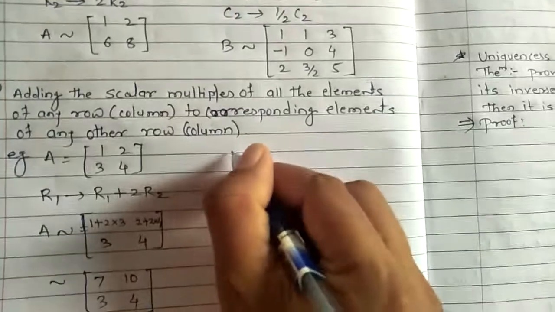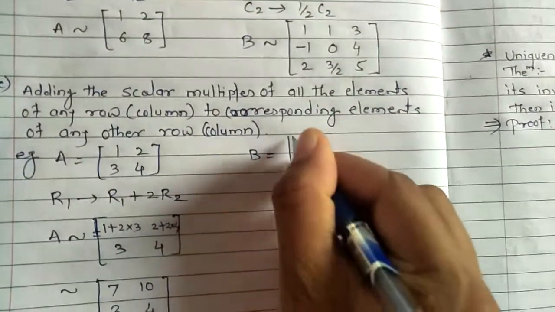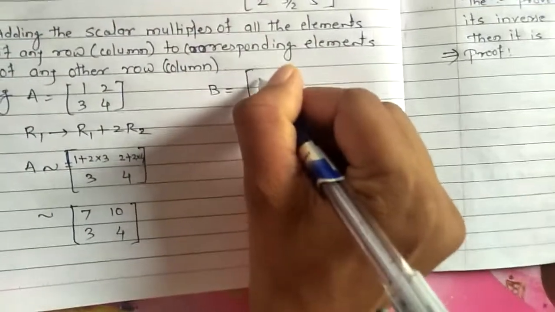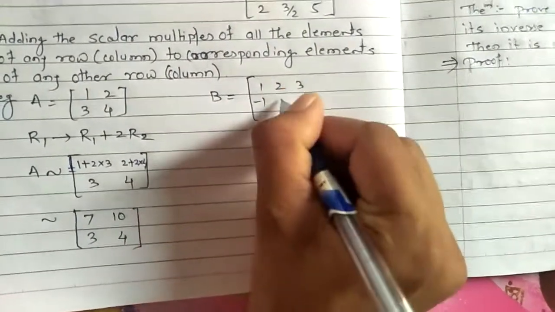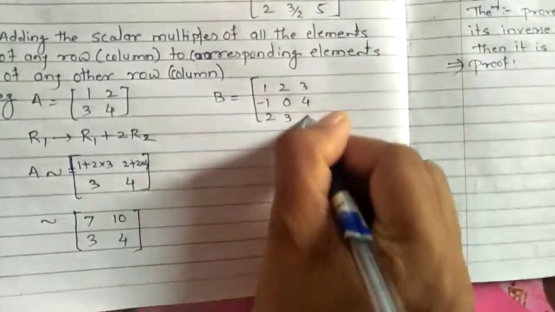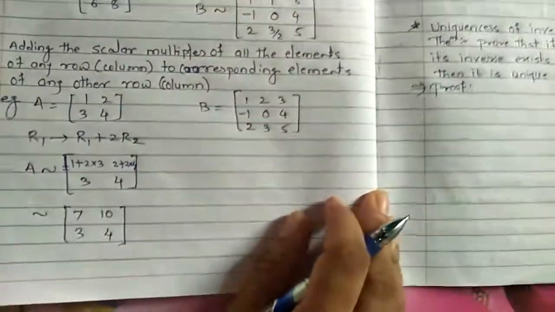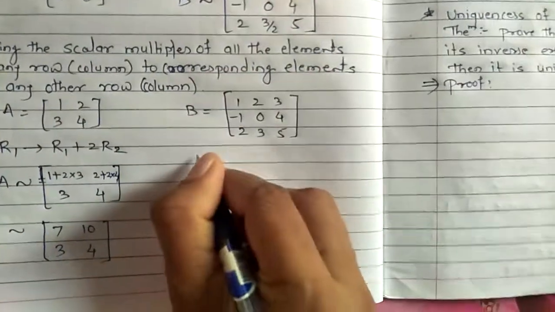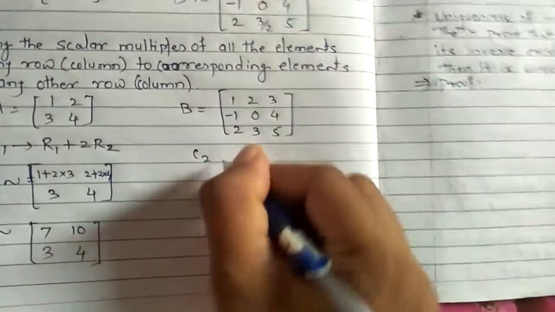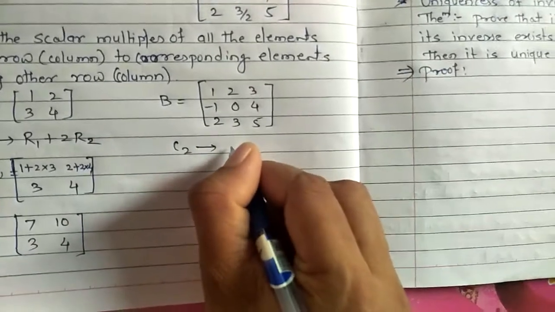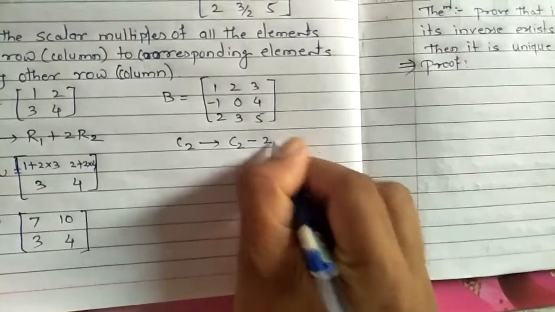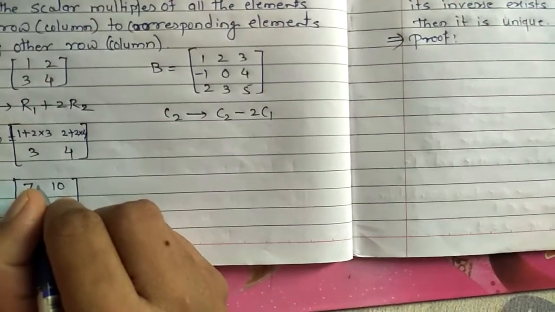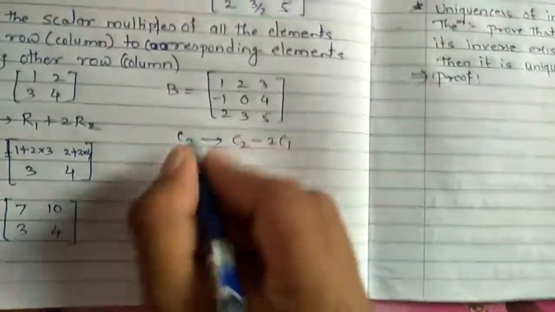Similarly, we can apply the operation on a column. Let us consider your matrix is 1, 2, 3, minus 1, 0, 4, 2, 3, 5. Yes, it is your matrix. So we can apply the operation. So second column वर आपण ऑपरेशन अप्लाय करूयात. So the second column can be written as second column minus 2 times first column.